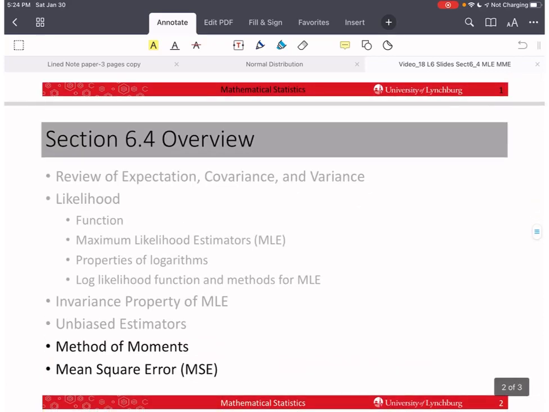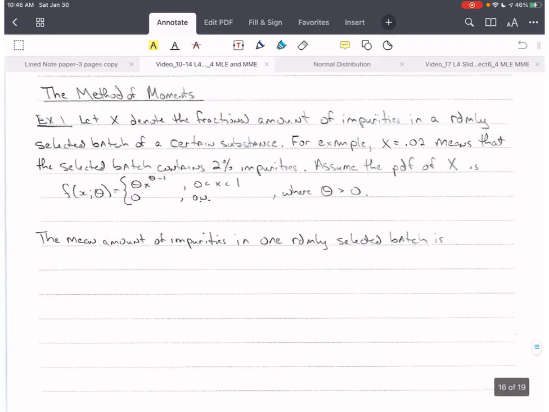We have finished talking about maximum likelihood and the invariance property, unbiased estimators. In this video, we're going to discuss the method of moments and several examples, and then we're going to briefly discuss the mean square error as a measure of how good a point estimate is. So let's get started. The method of moments.